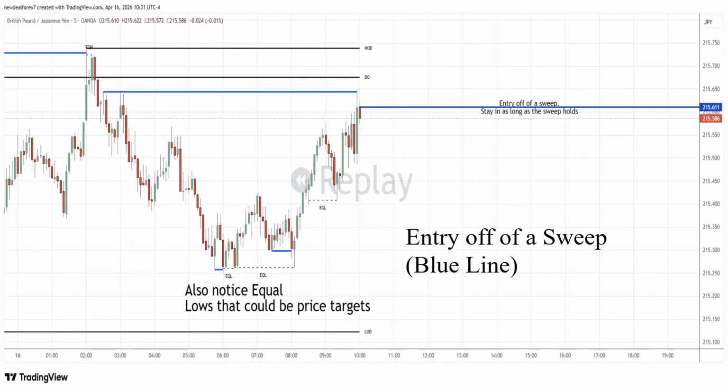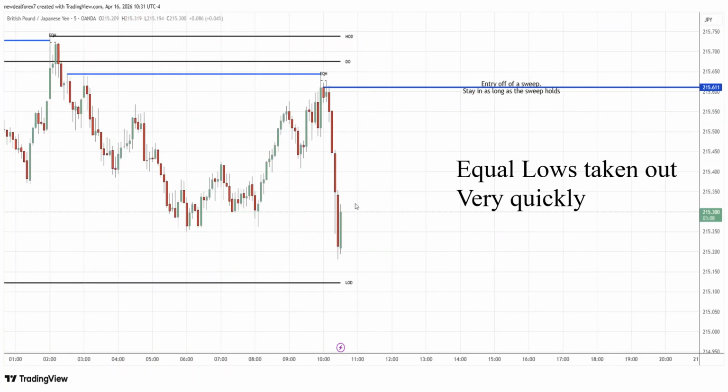Well, remember what I said about equal lows being profit targets? Because if we're right and the bias is short for the day, we look for these equal lows to be taken out by price eventually. And it did do that. All right, so this did not take long at all. You were out of this trade in about 5, 10, 15, 20, 25, 30 minutes. Okay, done. Just a straight drop. Boom. All these equal lows, gone.